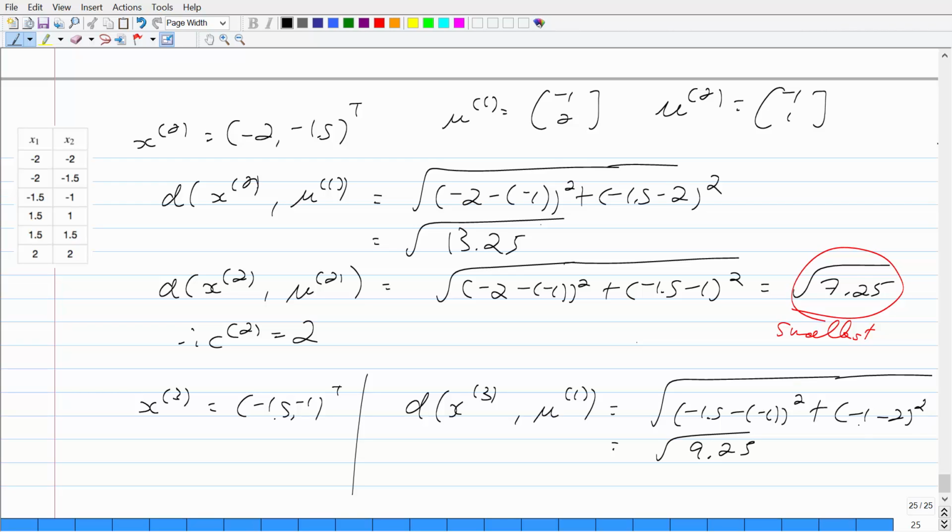It makes sense because this here will be 3 squared, and 1.5 plus 1 would be -0.5. When you square that, it's 0.25. When you add that up, it's fine.